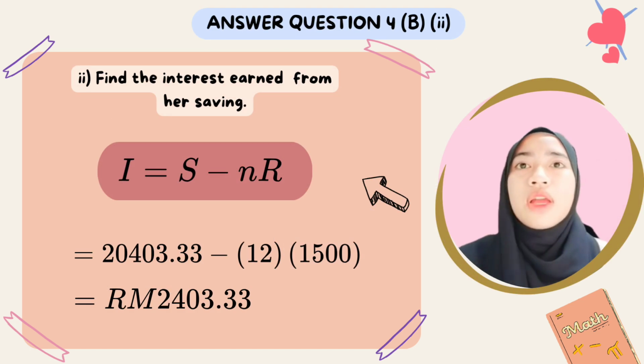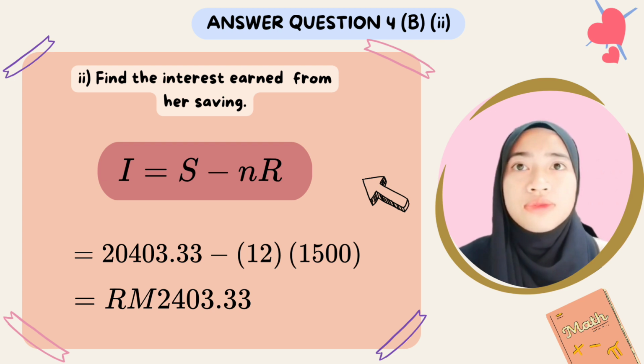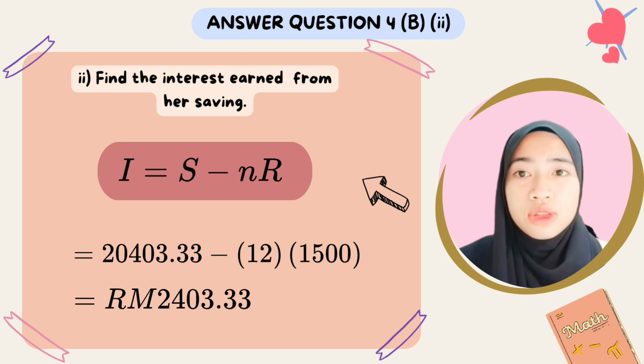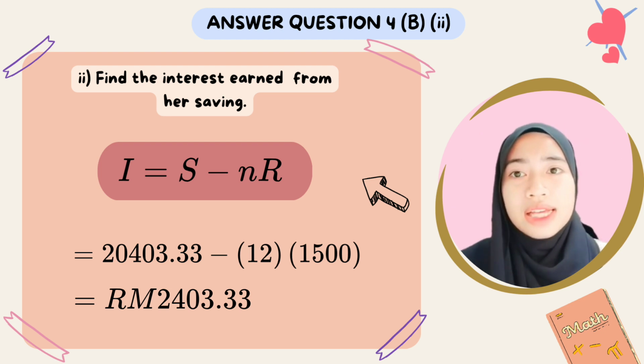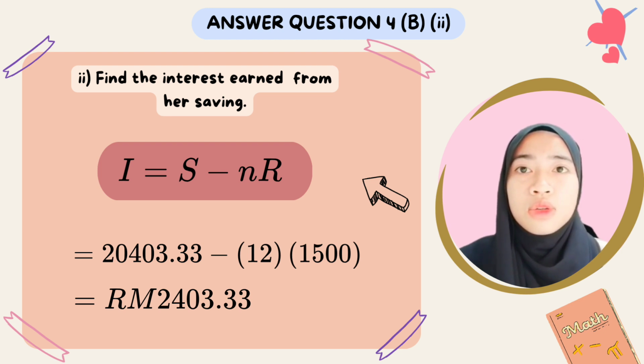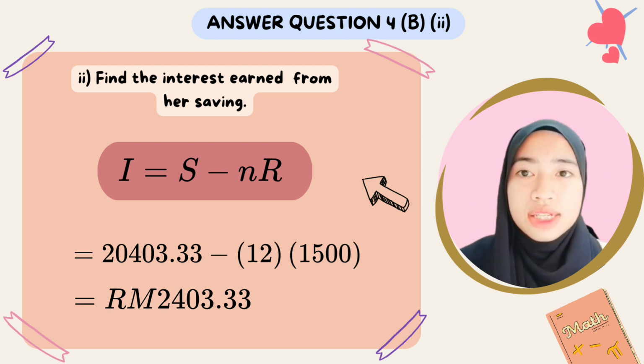So next, for B2, we must find the interest earned from her savings. We are going to use the formula I equals S minus NR. So 20,403.33 minus 12 times 1,500. So the value of I is 2,403 ringgit and 33 cents.